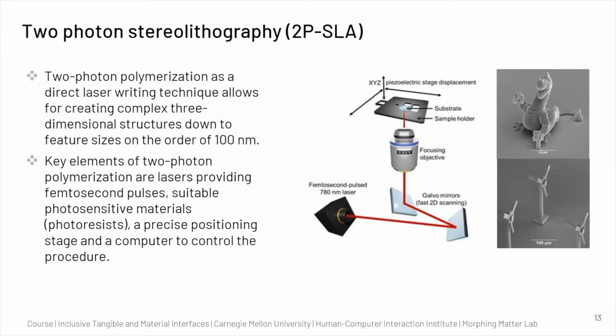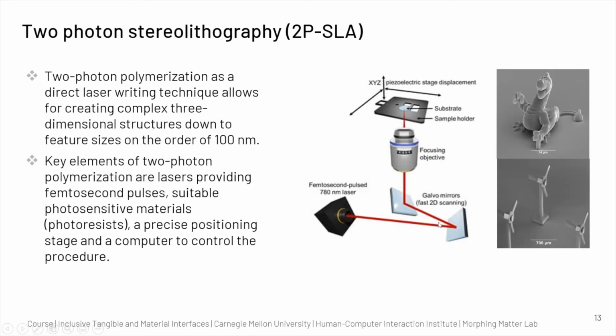So basically in two-photon polymerization, there is a laser. It's a femtosecond laser, and the wavelength is around 780 nanometers. And then you have mirrors, focusing objectives, and a photoresist. The photoresist is similar. The only difference is that the photoinitiator used in one-photon polymerization and two-photon polymerization is different because the wavelength of the light is different. And the advantage of this technique is that the smallest feature that you can print using two-photon polymerization is on the order of 100 nanometers.